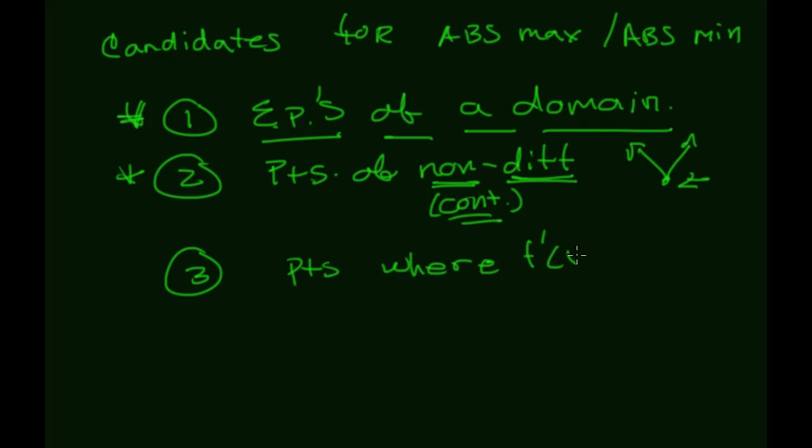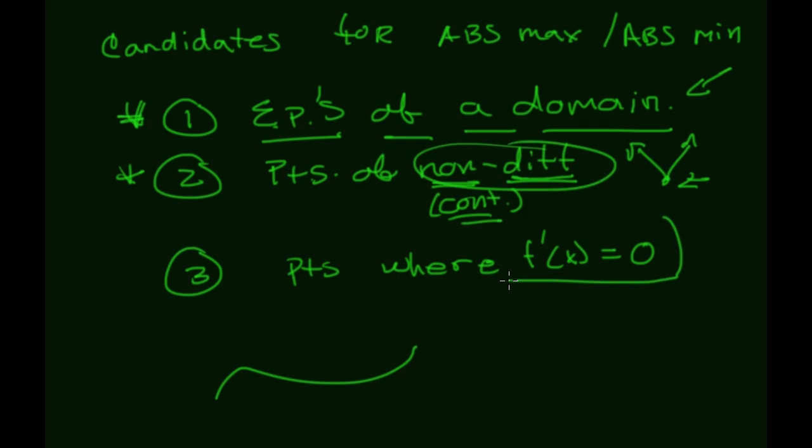All right, last one is by Fermat: points where f prime of x is 0. So this takes the infinite number of points that are in a function and narrows it down to a finite number, hopefully finite. The endpoints of the domain, points of non-differentiability, and points where the first derivative is 0.